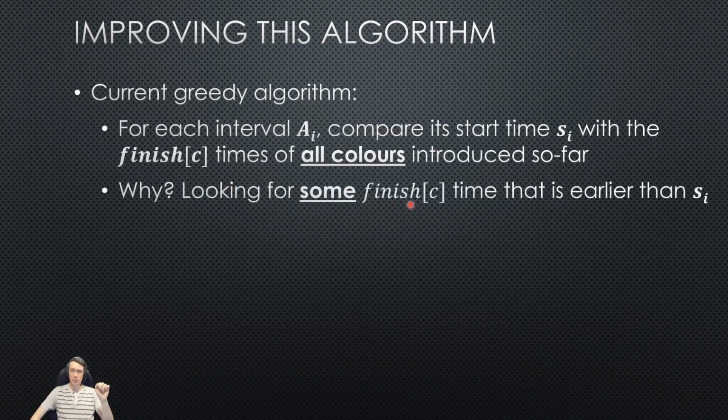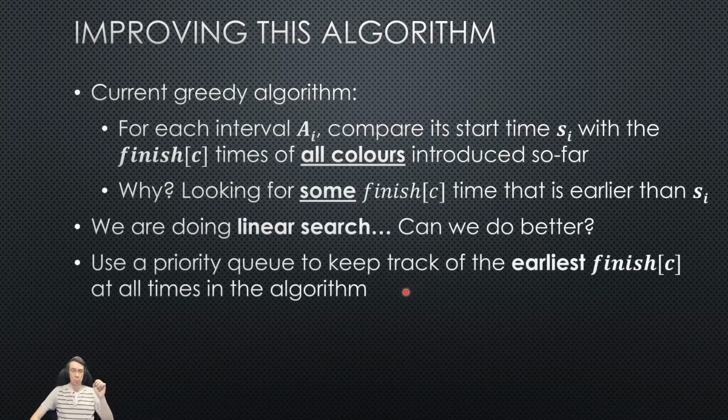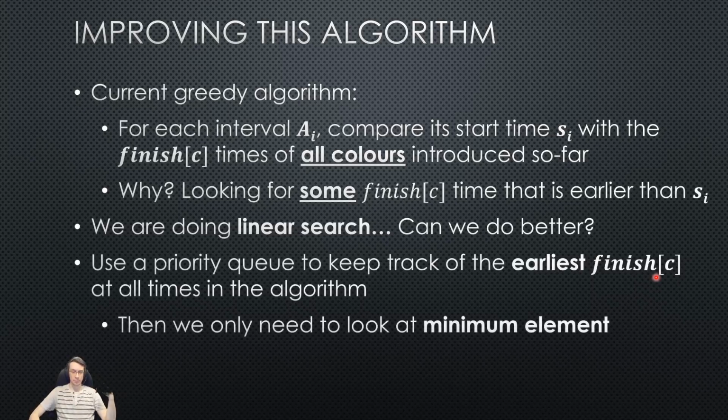Really we're looking for some finish C that's earlier than the start time of I. So we're really doing a linear search. And maybe we could do something more efficient. So one thing we could do is use a priority queue to keep track of the earliest finish time for a color, to find what's the color that's expiring or coming up for reuse the earliest. And hopefully we can use that one. Then we only need to look at the minimum element.